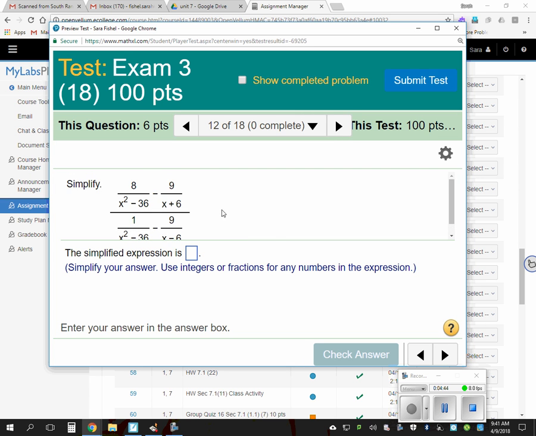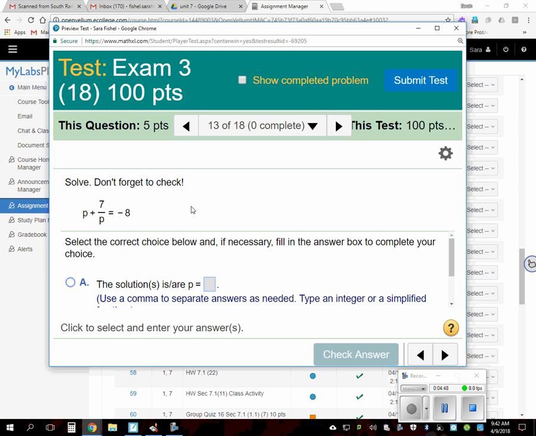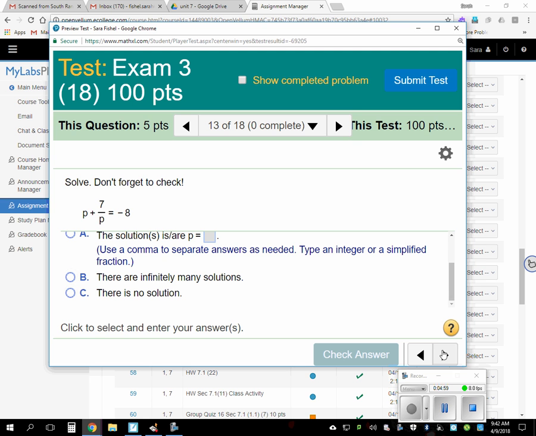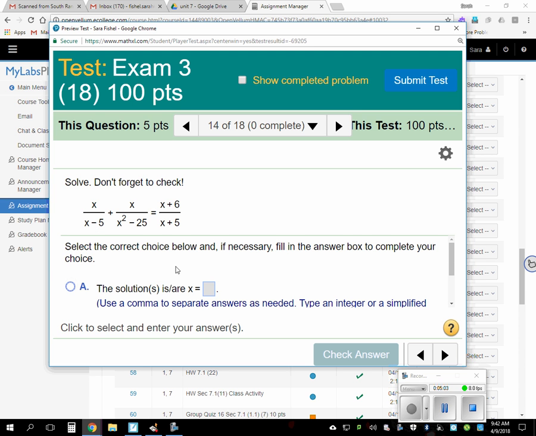Okay, same type of idea here. Solve. Remember that you do need to check because it's possible your answer would make a denominator 0 and then you would need to eliminate that choice. That is how you would get no solution. Again, same thing. You're going to want to get common denominators, get some things together first to make that easier. Same thing.